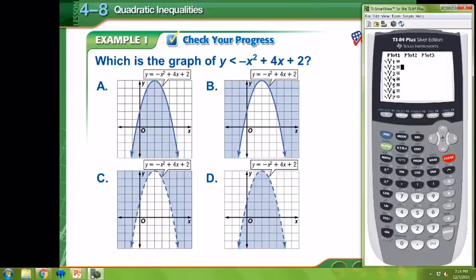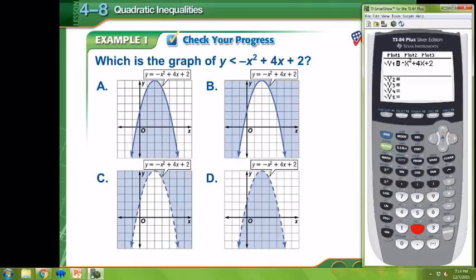Okay, so on this next example, I'm actually going to show you how you can use the calculator to help you find out what is the graph of a quadratic inequality. So this one says, which is the graph of y is less than negative x squared plus 4x plus 2. I'm not going to solve this one algebraically like I did last time to get it in vertex form. I'm going to use the calculator. So I'm going to type in the calculator the right-hand side of the inequality. In y equals, I'm going to type negative x squared plus 4x plus 2.